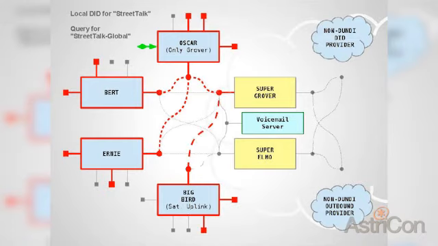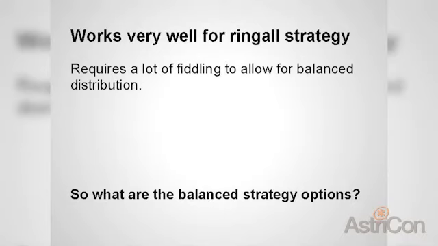And then if it gets a little further than that, we use Street Talk Global. Any member of the Street Talk queue at that point, throughout the entire company, is going to get a ring until somebody actually answers, or it goes to voicemail. You probably noticed this works very well for ring-all strategies, but requires a lot of fiddling to allow balanced distribution. So there are a few options.